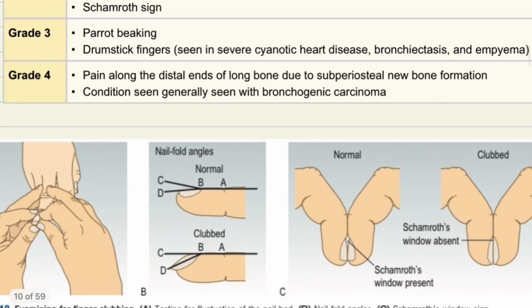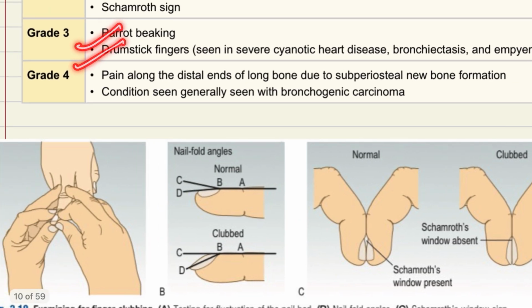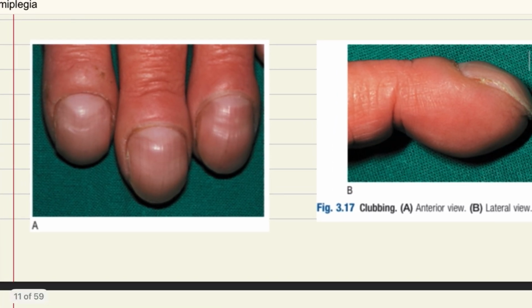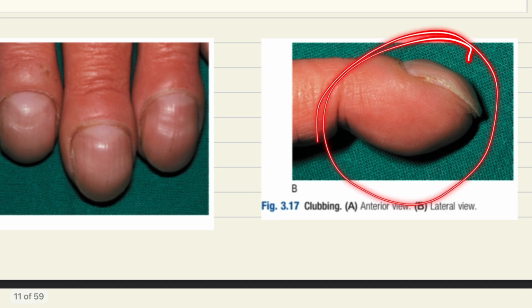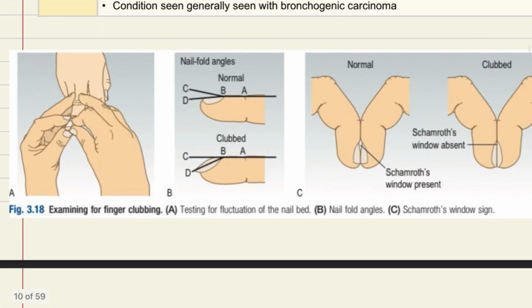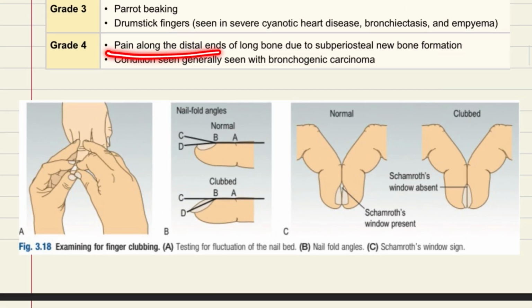Then we have grade 3, which is called parrot beaking or drumstick fingers, and you can appreciate here that it is just like a parrot's beak, right. So this is grade 3, and grade 4 is the pain along the distal ends of the long bones due to subperiosteal bone formation. As I told you, there is a release of growth factors, so there is formation of new bone that is causing the pain, and this is generally seen with bronchogenic carcinoma, right. So this is grade 4.